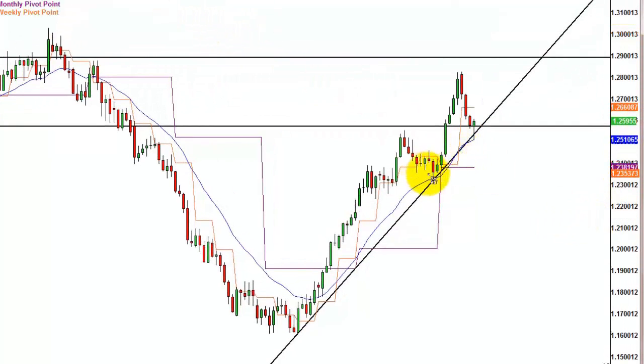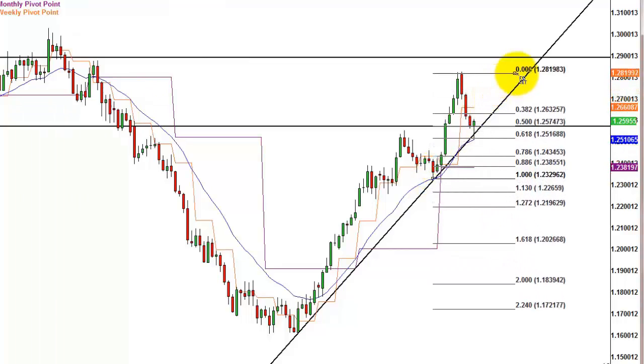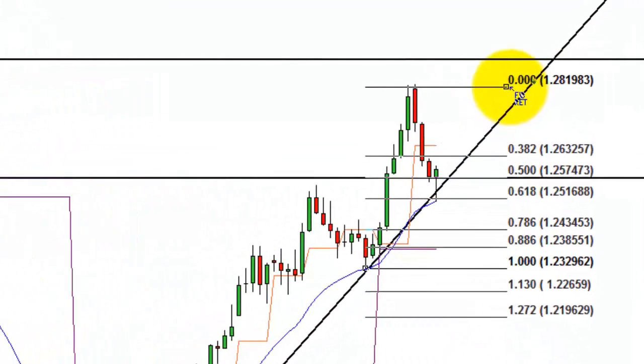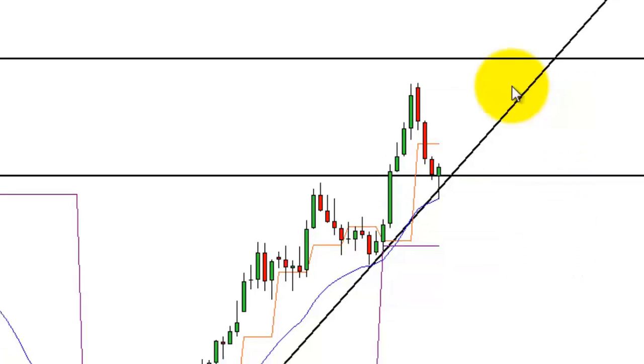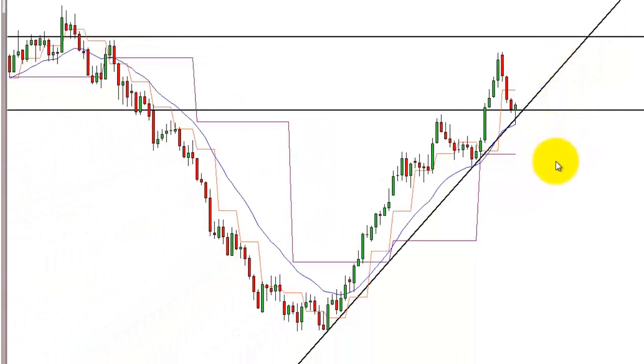Let's see if we've got a Fibonacci level as well. We'll take it from the most recent swing low to the most recent swing high. And we've got a 0.618 Fibonacci retracement, which is a decent Fibonacci number to retrace to. And let's see what the smaller time frames are saying as well.